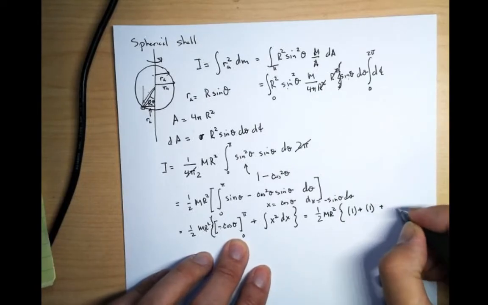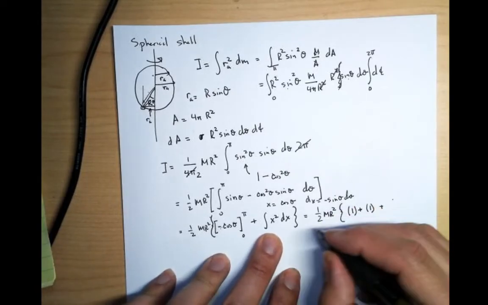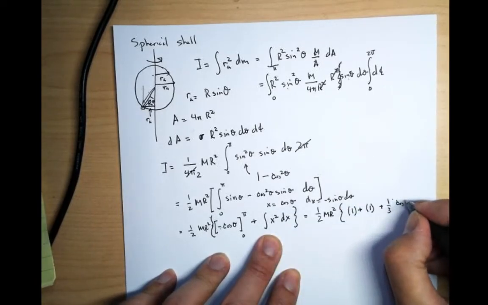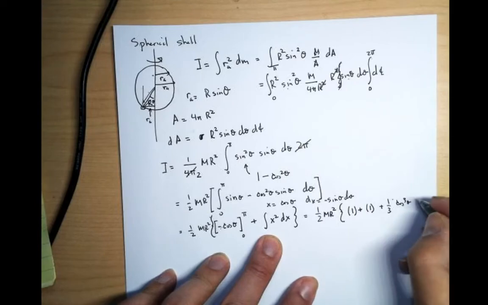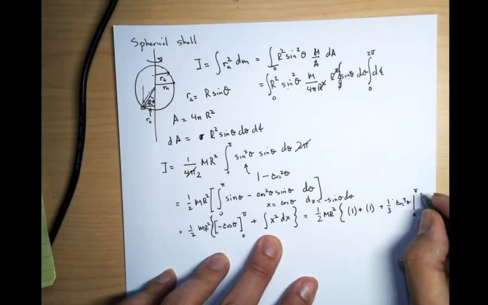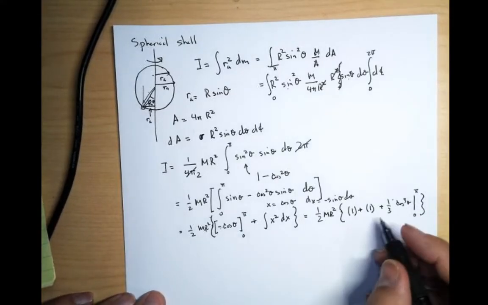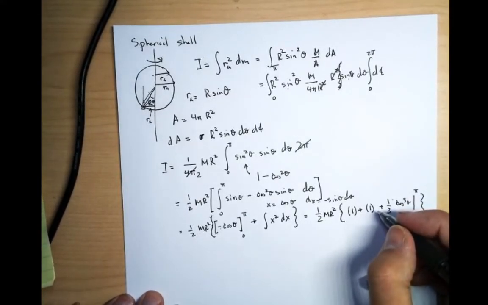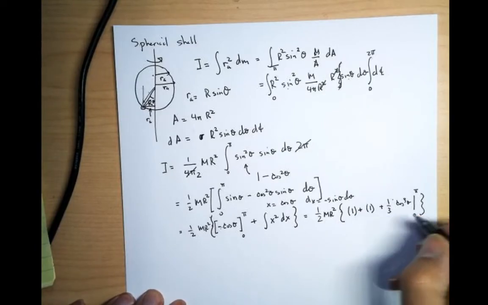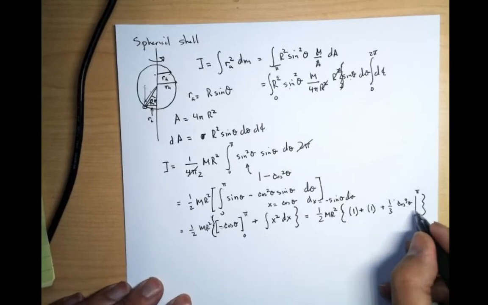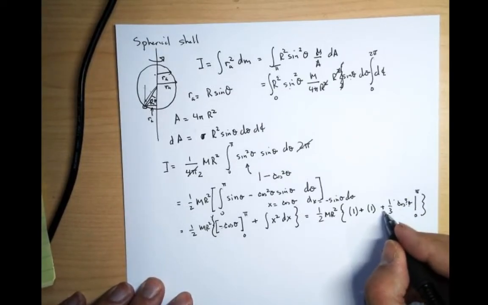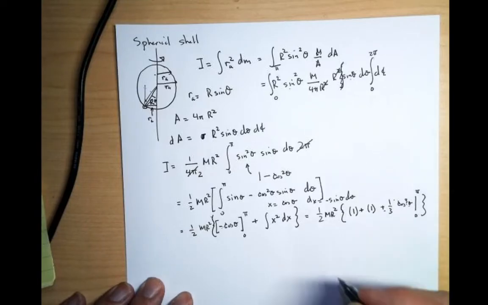And then plus, now this is going to be 1/3 cosine cubed theta evaluated between 0 and pi, right? Let me just make sure I get that right. Yes, I got that right. Okay, perfect. And so cosine cubed of pi is actually minus 1. So this will actually just flip the sign here, basically.